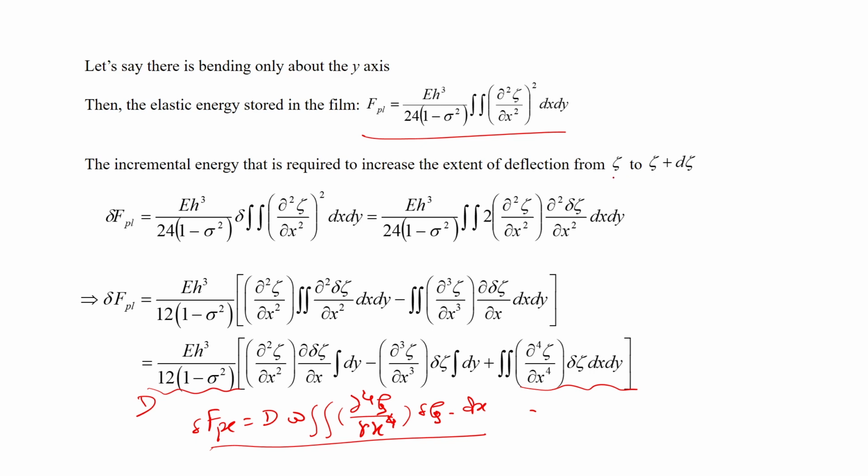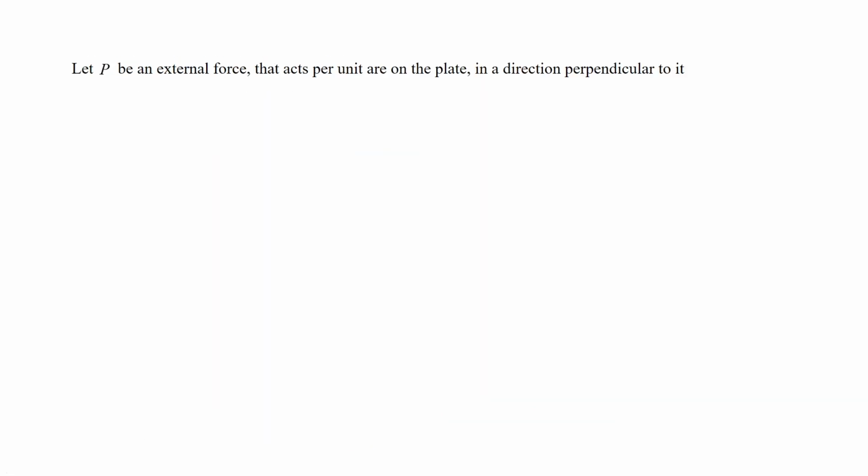Now, we further integrated. In essence, what we have done is that we have found out that if we increase the deflection by delta zeta amount, so it increases from zeta to zeta plus d zeta, there will be an infinitesimal increase in the bending energy. So, that is this quantity that we have found out. Now, that increasing deflection has been done by an external load. So, this external load which acts perpendicular to the plate, let us say that is P.